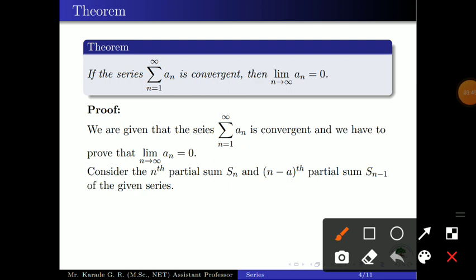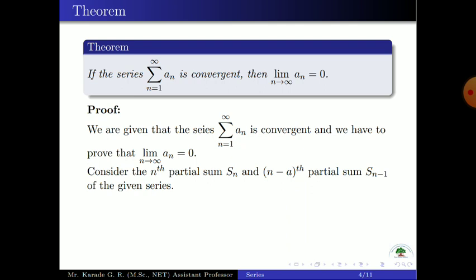Here was a mistake; here it must be n minus 1. Now consider Sn minus 1 of the given series. What have we considered here? We have considered the sequence of partial sums of the given series, and from that sequence we have taken the nth term Sn and the (n minus 1)th term Sn minus 1.